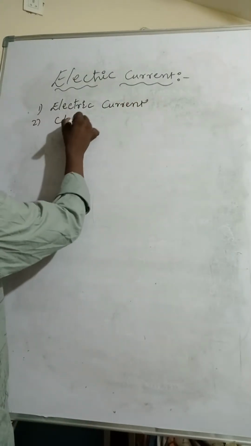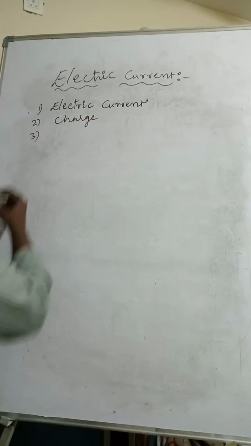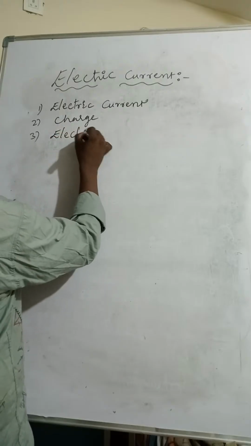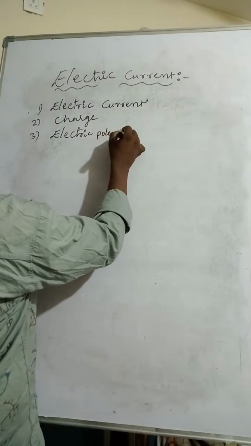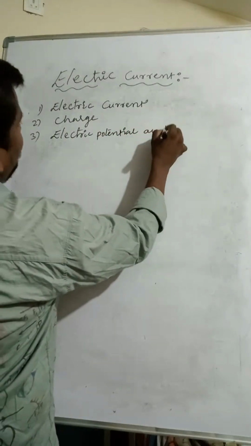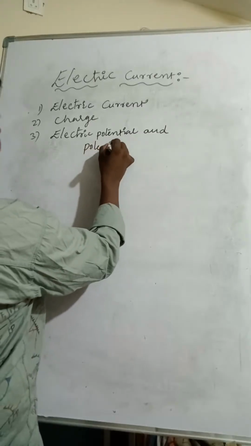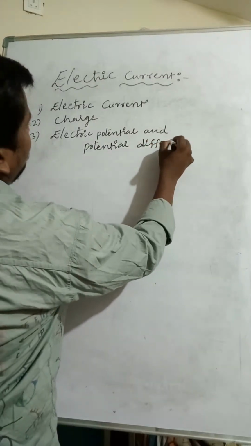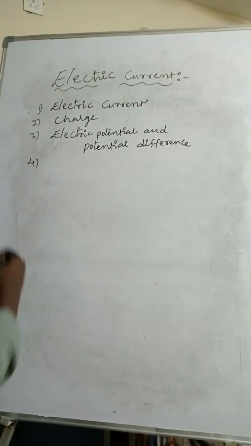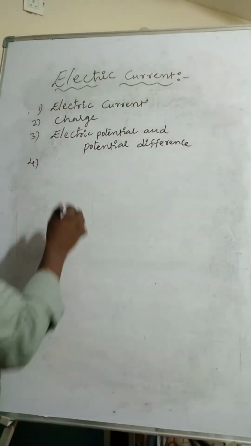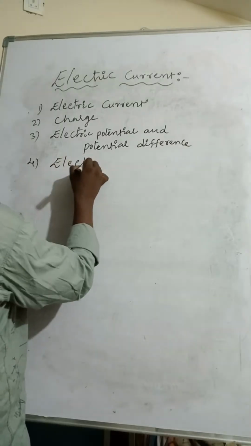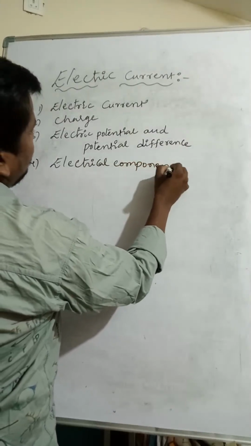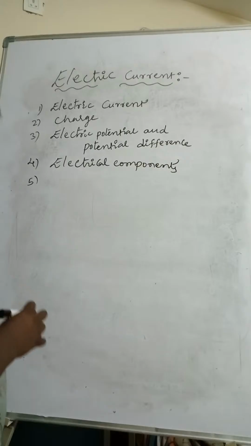Second one is charge, and third one is electric potential and potential difference. Fourth one, electrical components. Fifth one, Ohm's law.